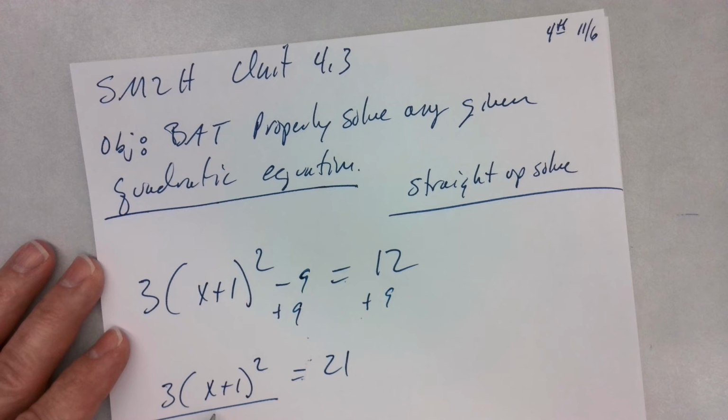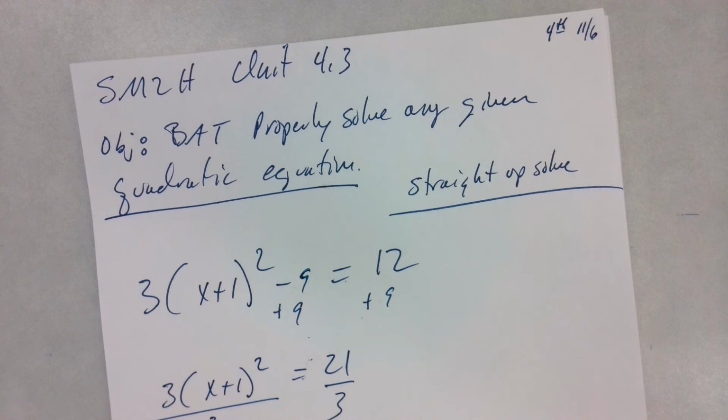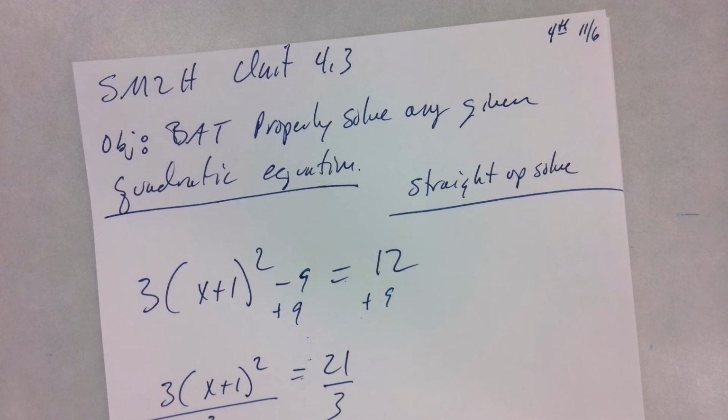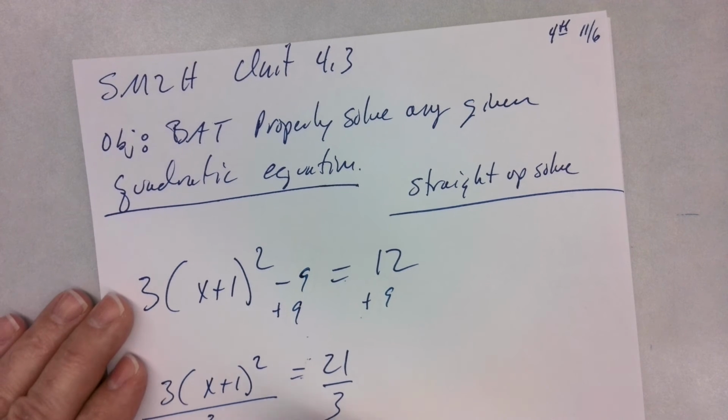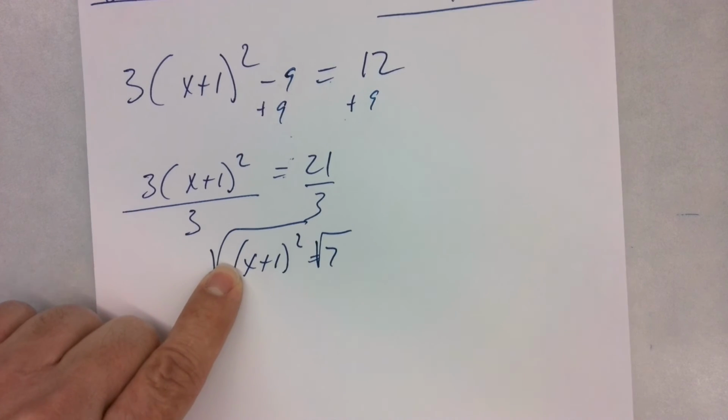Because I'm solving for x, right? I'm isolating my x. So I'm going to divide by 3, and that's going to give me (x plus 1) squared equals 7. Then what? You're gonna square root it all. I'm going to square root it, right? So I'm going to square root that side, and I square root that side. So over here, I'm going to get what?